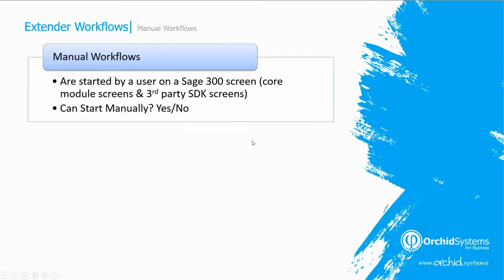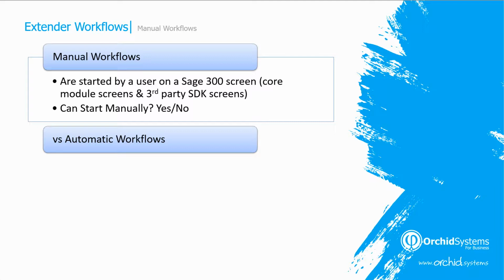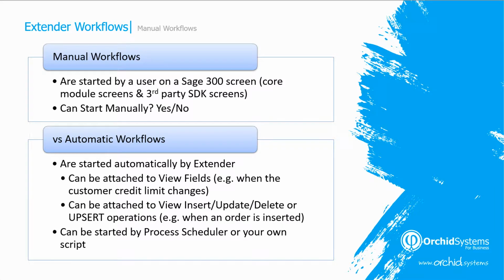Manual workflows are ones that are started by the user on a screen, and the workflow template has the Can Start Manually set to Yes. Whereas automatic workflows are started automatically by Extender. They can be attached to view fields, for example, when the customer's credit limit changes, automatically start the workflow, or they can be attached to view inserts, updates, and/or deletes. For example, when an order is inserted, start this workflow. They can also be started by your own custom processes or by Process Scheduler Level 1.